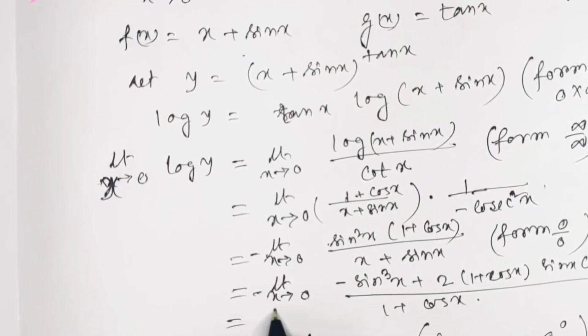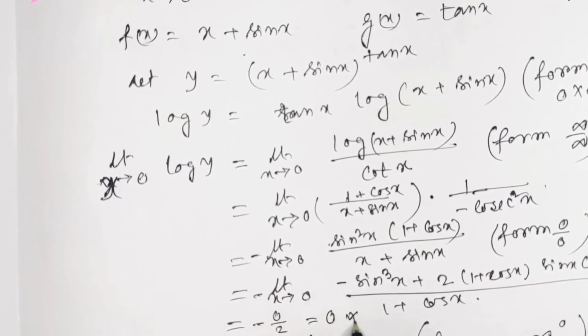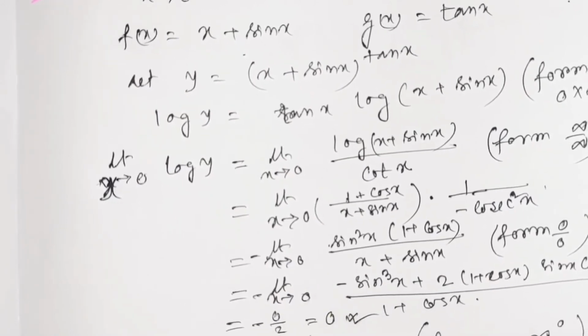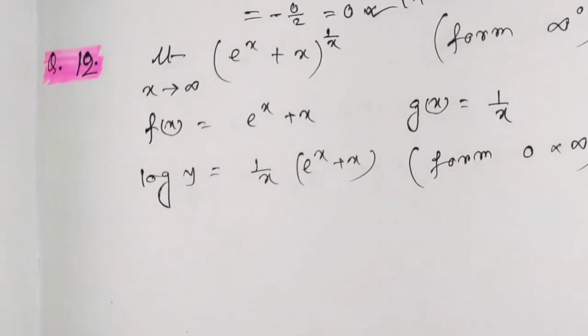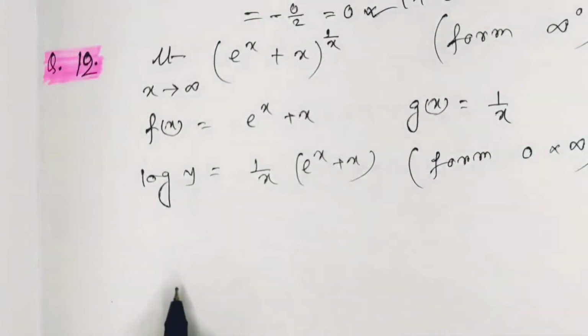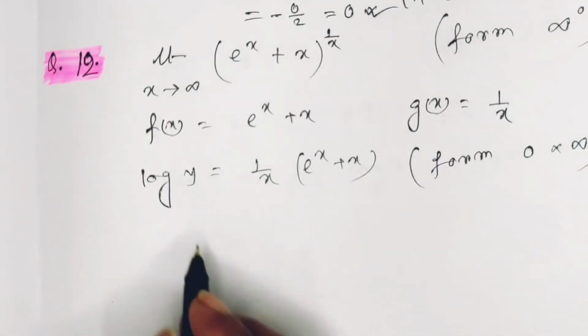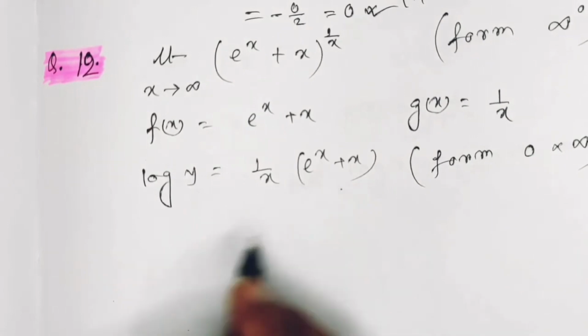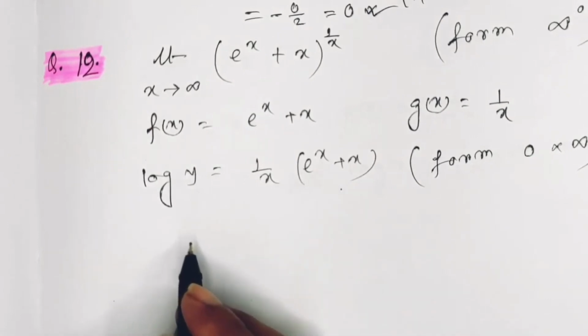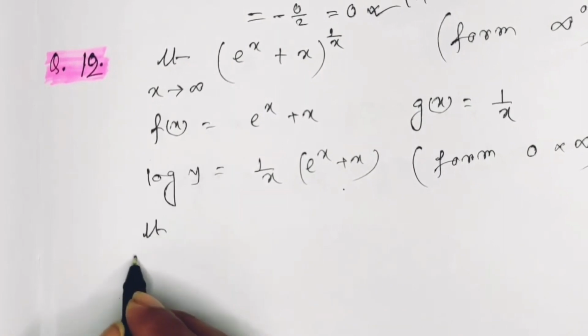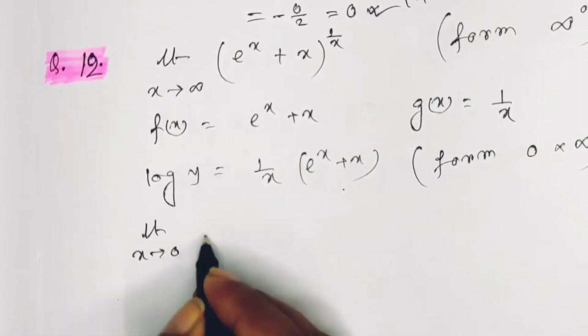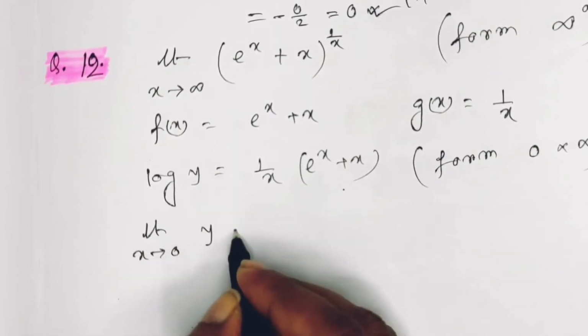Here it is 0 minus 0 by 2, so that is nothing but 0. So this is our limiting value. Now one more question, here it is in the form of 0 to the power infinity. Here the same way we take the log value, and after that we take the limiting value, that means the limit x tends to 0 of y.